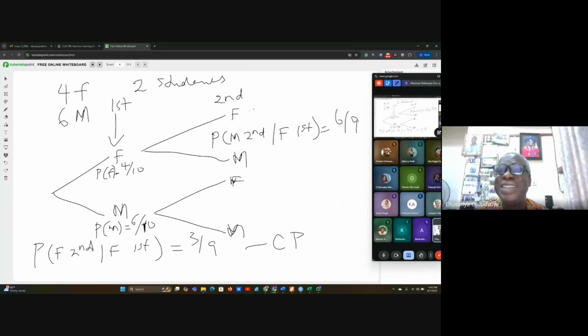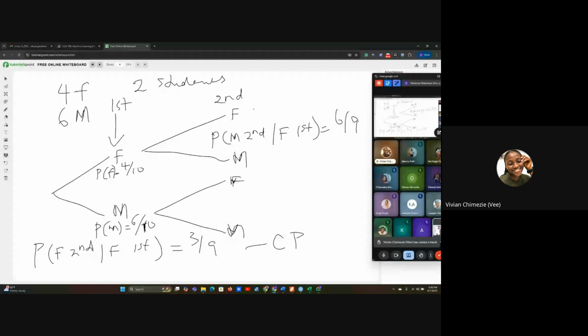Right? So this is the chance you have of picking. Yes, Vivian. Sir, you said probability of male in the second, given female in the first. Female in the first there is forced. So I want to understand the second part, given female in the first. Because the female in the first will no longer be, will be 4, and the male in the second will be 5. So this thing I don't really get it.